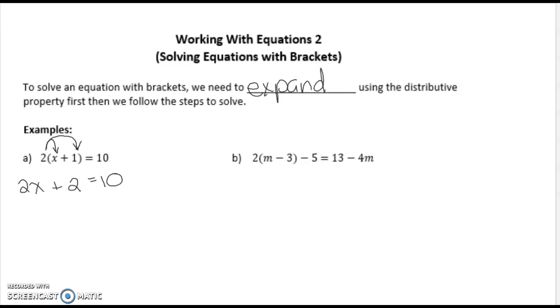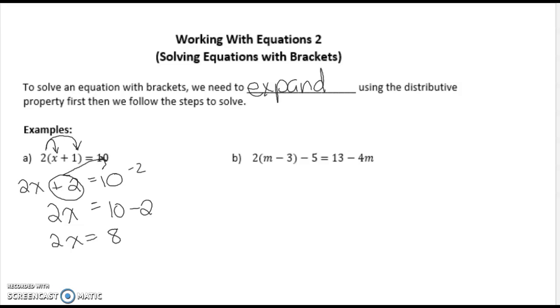Okay, now like the other lessons, we keep our equal sign lined up, and then we have variables on one side like our 2x, so I'll put it here. And then this positive 2 we're going to bring over, and it turns to a negative 2. So we're going to have 10 minus 2. So now we have 2x equals 10 minus 2, which is 8.